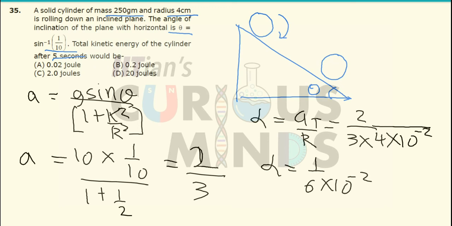We have to find out the final angular velocity. Initial angular velocity, since it is not specified, I will assume it to be 0.